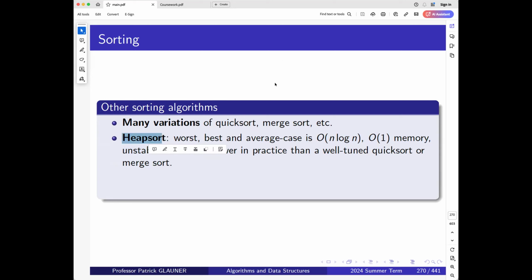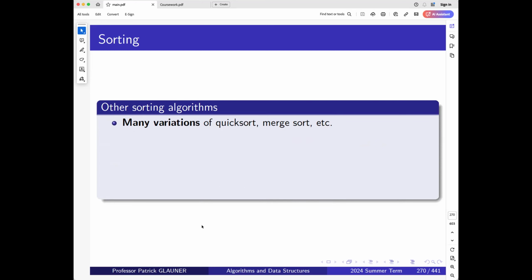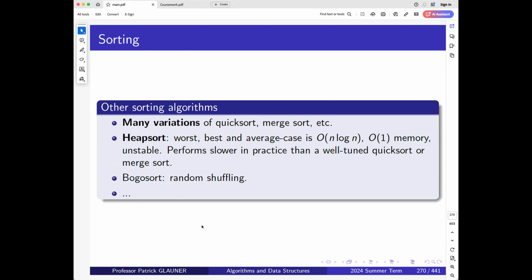So from a theoretical perspective, it's cool, and it comes with O of 1 memory because it does some special tricks with the memory, so that you only need constant extra memory. But in practice, it is slower than a well-tuned quicksort or merge sort. And quicksort is unstable, but there are also, again, variations of quicksort that are, for example, stable.